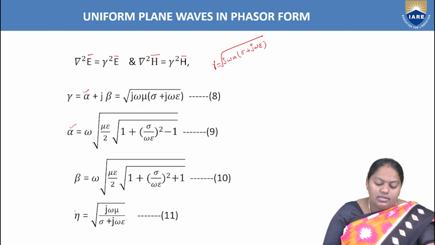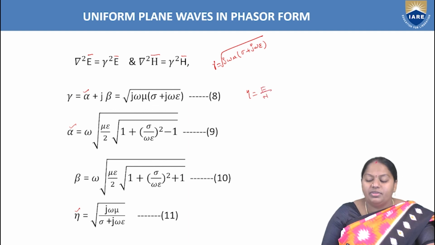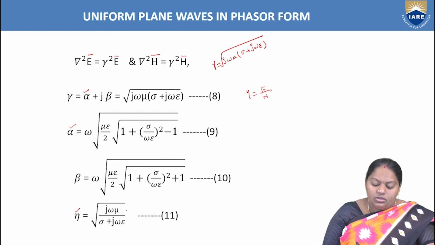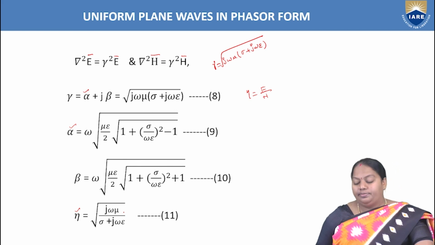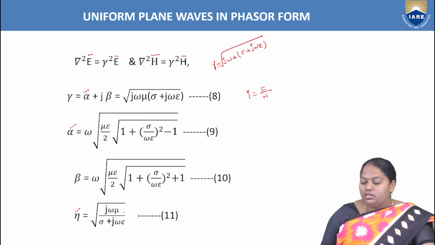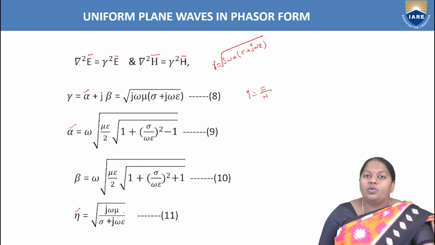Similarly, the intrinsic impedance eta, we know, is the ratio of the electric field strength to the magnetic field strength. From that, we have under root of j omega mu by sigma plus j omega epsilon. So these are the different characteristics which are to be analyzed for the uniform plane wave propagating in free space medium.